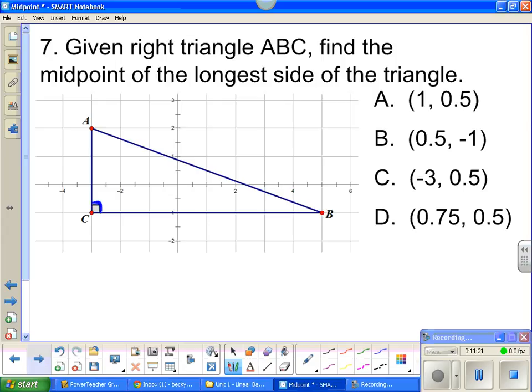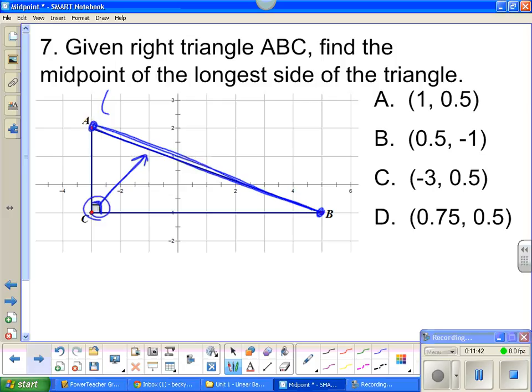So here's my right angle. Opposite that right angle is my hypotenuse, and this is always the longest side. So if you can't tell, find your right angle and go across from it. So all I need to do is find the midpoint of A, B. So I need the coordinates for A.